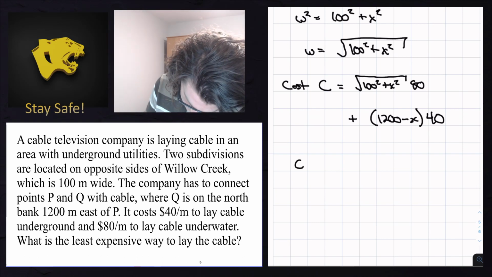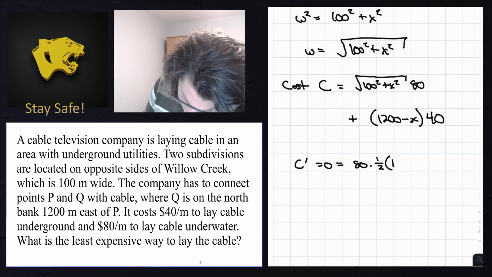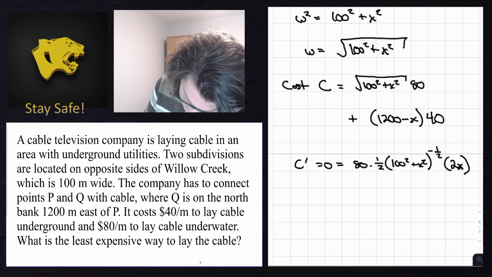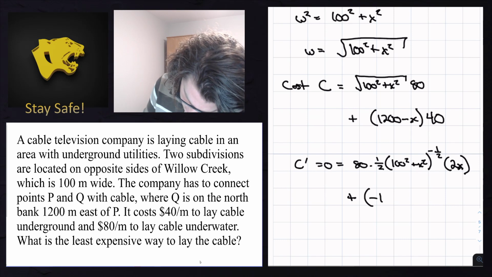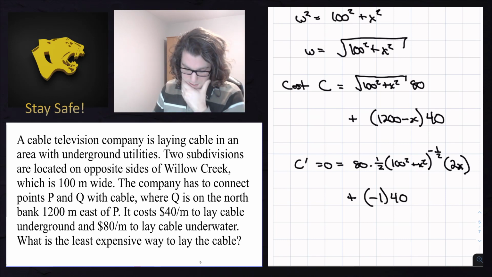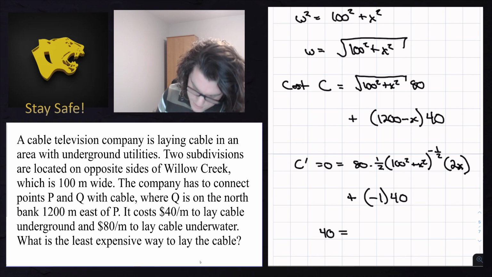So C prime is equal to 0 is equal to, 80 is a constant multiple. The 1/2 comes down front because that's a 1/2 exponent. I leave the inside alone, which is 100 squared plus X squared, to the power of negative 1/2, times the derivative of the inside, which is 2X. For the next part, we have a very simple derivative. 1,200 minus X is just minus 1 times the 40 that's there, constant multiple. So I'm going to move that over, so that's a positive 40 instead of the 0. I'm just adding 40 to both sides.